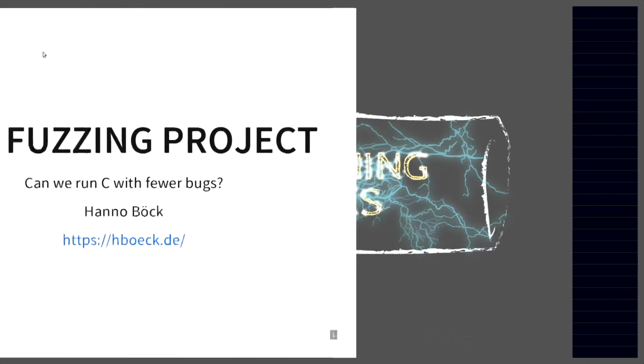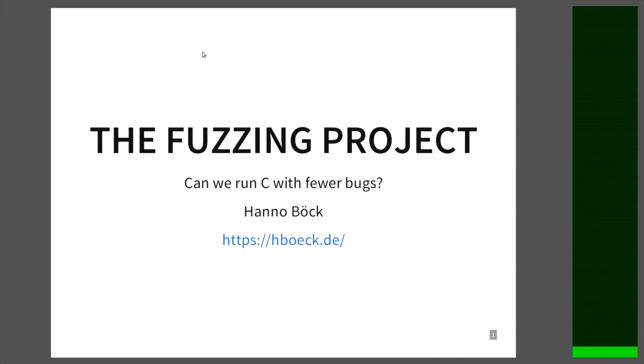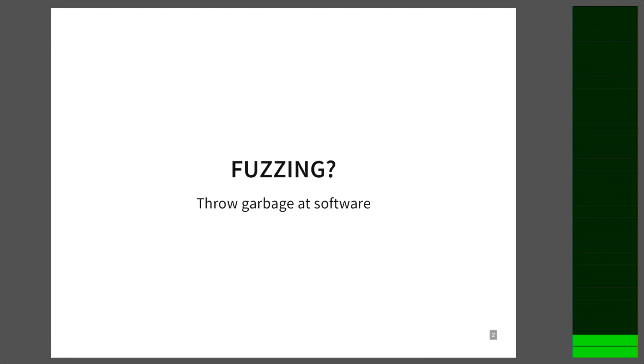Let's go. Hello. I'm Hanno, and I run the fuzzing project, which is, I try to fuzz free software and improve security and remove bugs from free software packages. Fuzzing can be explained as you throw garbage at software. So you use some input, and then you add errors to the input, and then you see if something bad happens. Something bad could be a crash, but also other things, like everything that indicates that there's some bug.